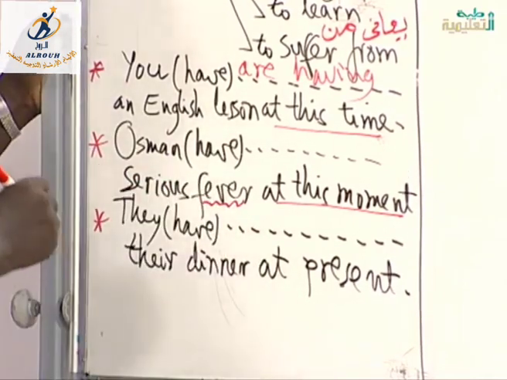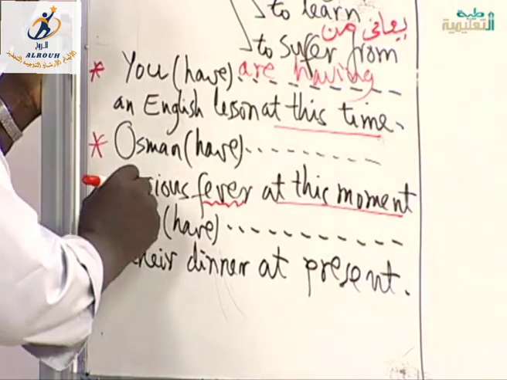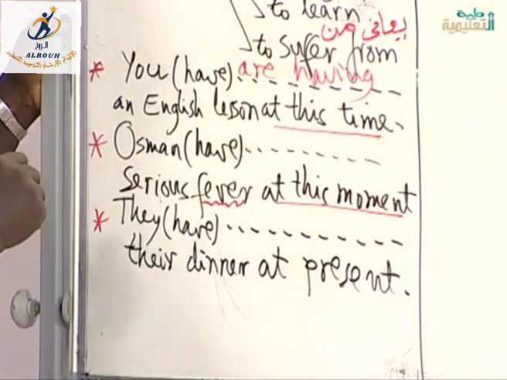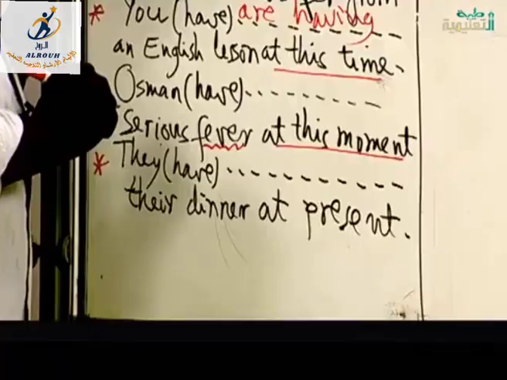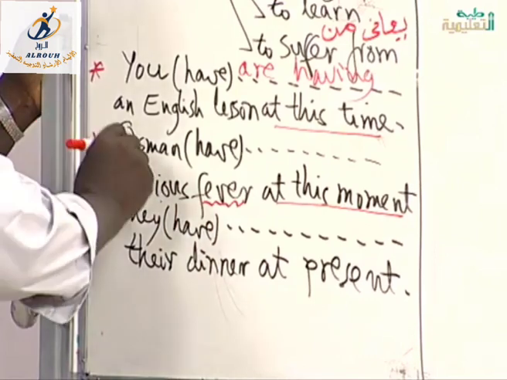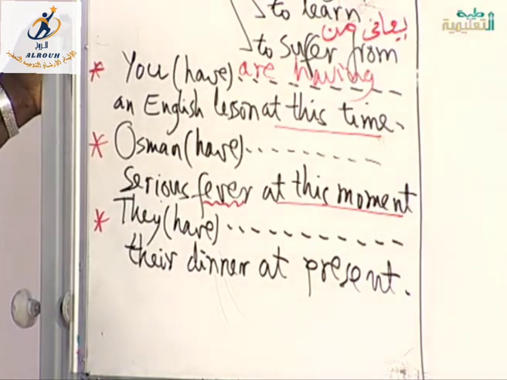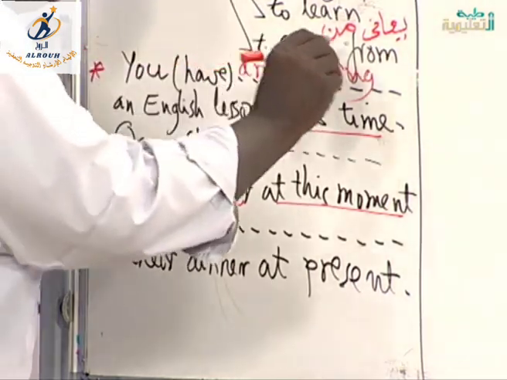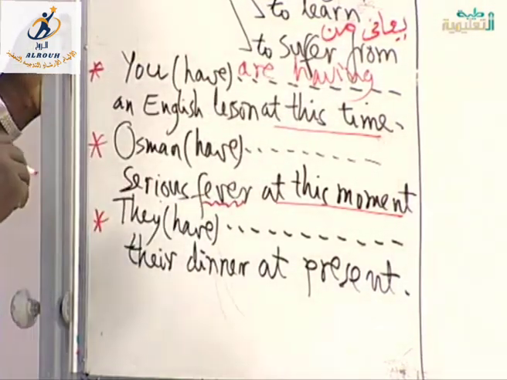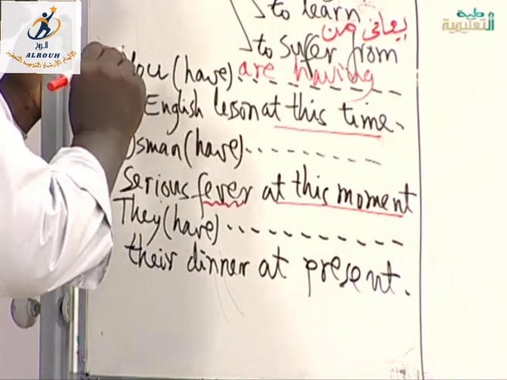Fever, in Arabic you say humma. You see? Serious here means dangerous. I'm sure you can tell the meaning of have here. We say Usman have dots a serious fever at this moment. What's the meaning of have here? Have here means suffer from. In Arabic you say يعاني من. So have here means suffer from.